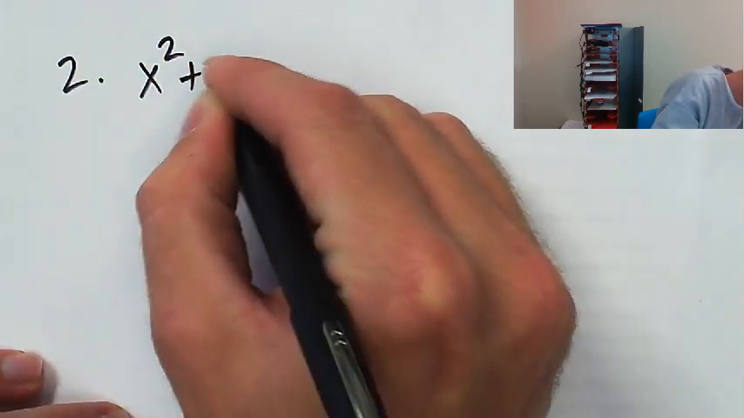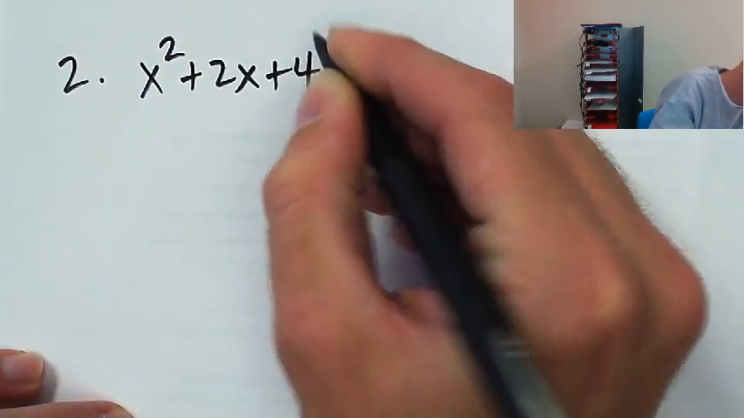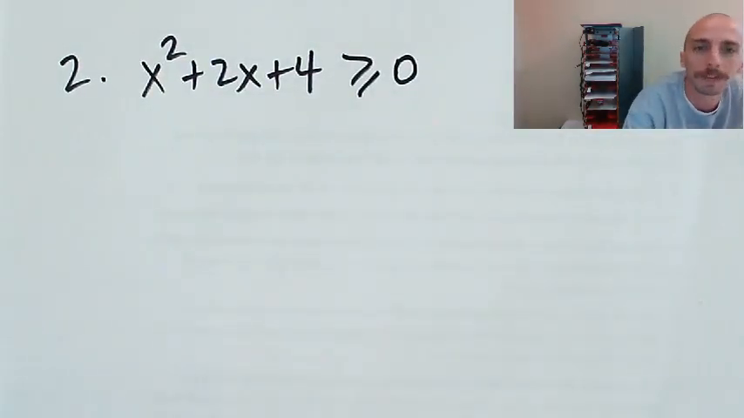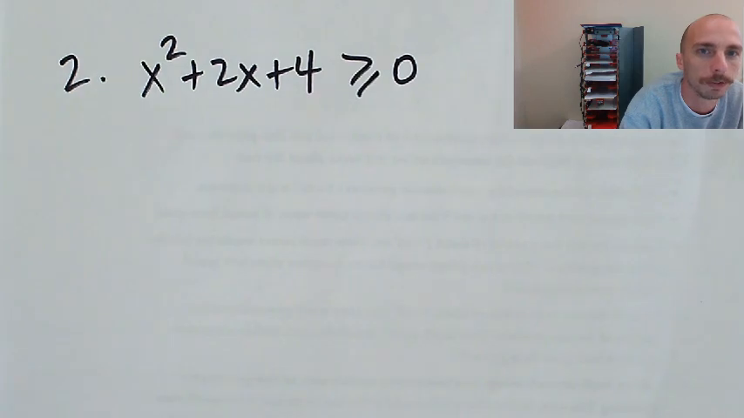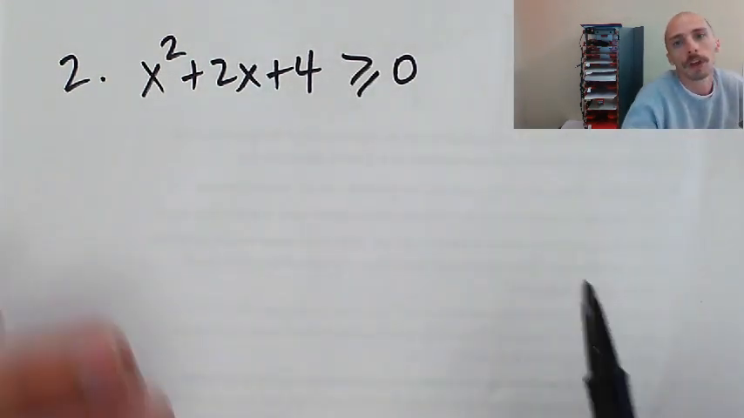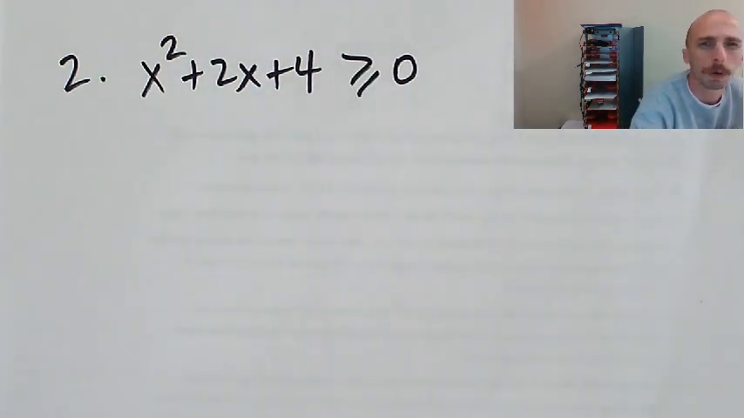Okay, number 2. x squared plus 2x plus 4 is greater than or equal to 0. I'm thinking to myself, is this factorable? What are two numbers that multiply to positive 4 while adding to positive 2? Not going to happen. So we have to use the quadratic formula. I like to check b squared minus 4ac first before applying the quadratic formula, because if b squared minus 4ac is negative, I won't have any solutions anyway, and then I'll know what to do.